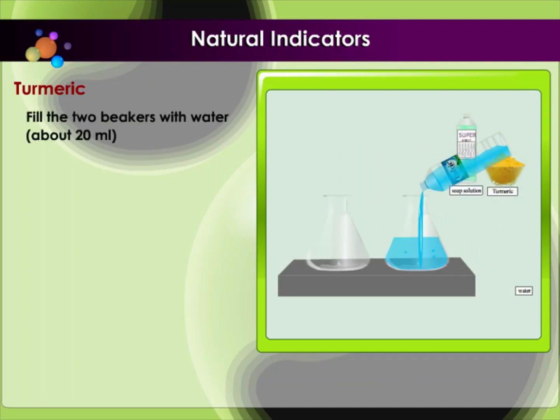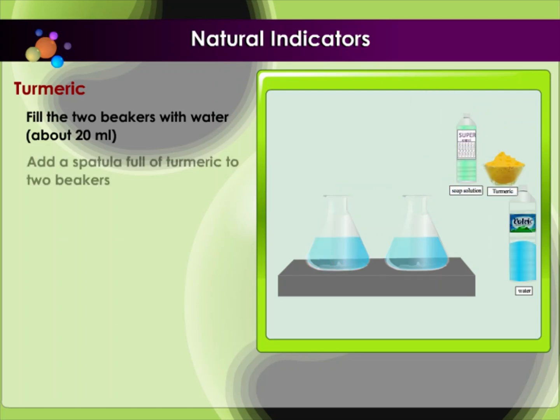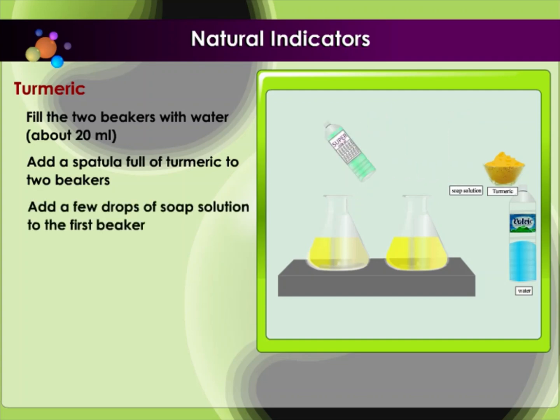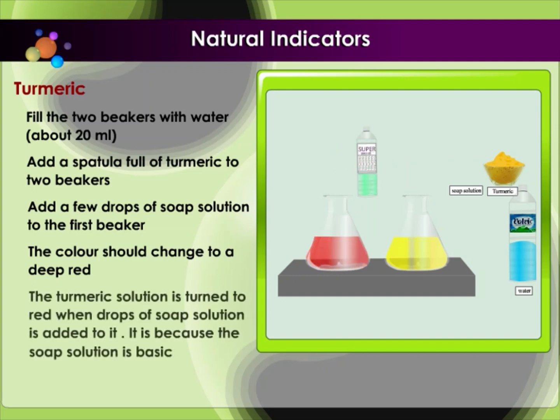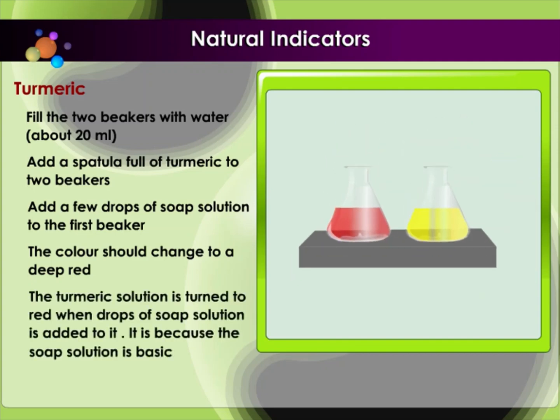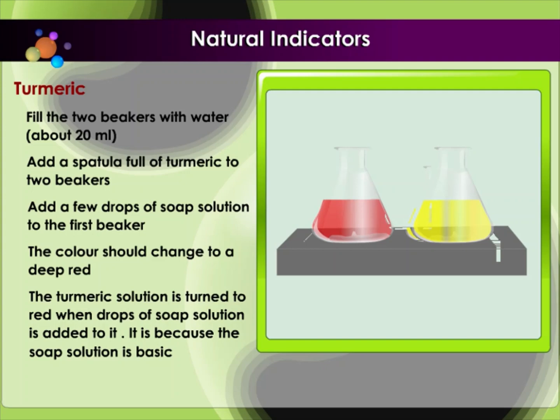Fill the 2 beakers with water, about 20 ml. Add a spatula full of turmeric to the 2 beakers. Add a few drops of soap solution to the first beaker. The color should change to a deep red. The turmeric solution turns red when drops of soap solution are added to it. It is because the soap solution is basic.